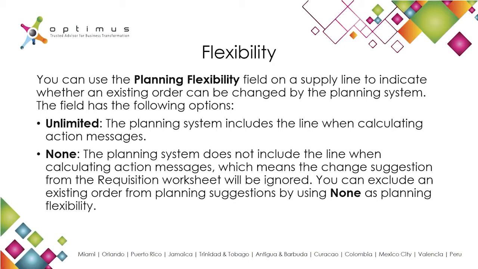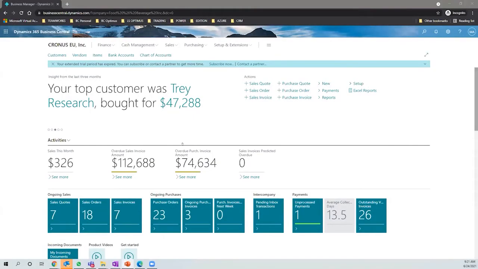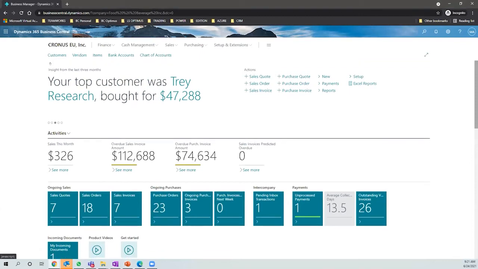We can, for any reason, protect our purchase order so it's not going to be affected when the replenishing wave calculation process becomes active. In this way, we can continue purchasing normally, manually, like nothing happens. Okay, so now before moving to the plan policies, let me open Business Central and show you what we mean here.